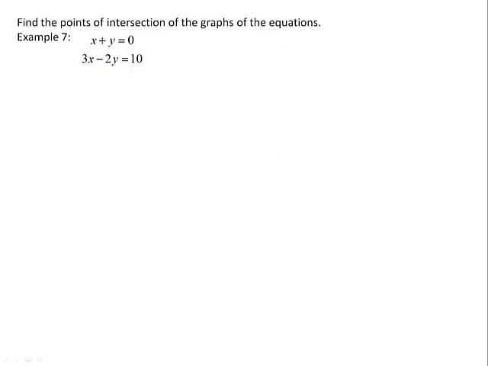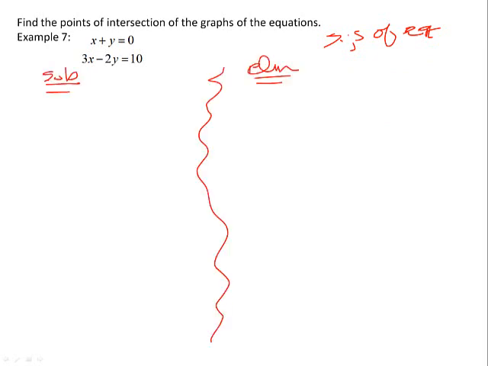Substitution means one of the coefficients is 1, and I got to get either x or y by itself first. So I'm going to choose to get the x by itself. So I'm going to subtract the y from both sides. So I've got x equals -y. I now take this and plug it into the second equation. So we've got 3x minus 2.